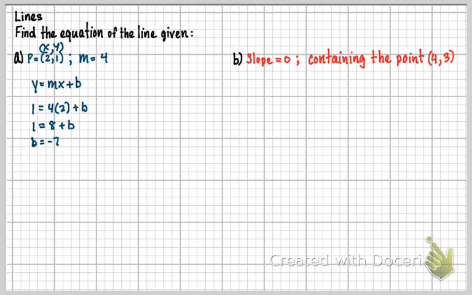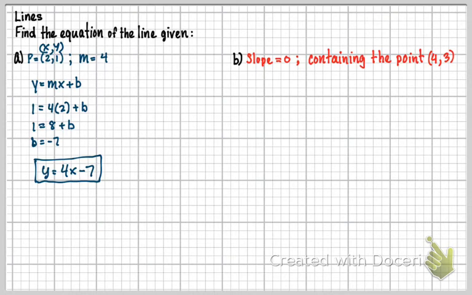So now I have the equation of a line here. So that's going to be y equals, my m is 4, x, and all I really needed here was b, and my b is -7. So there is the answer for the first one. So let's try the next one now.